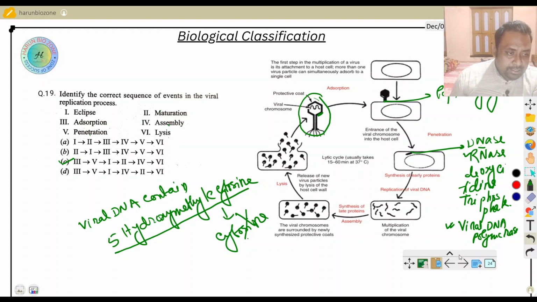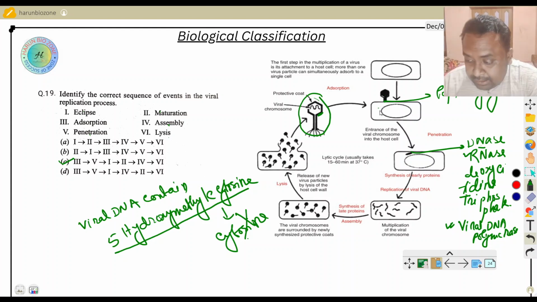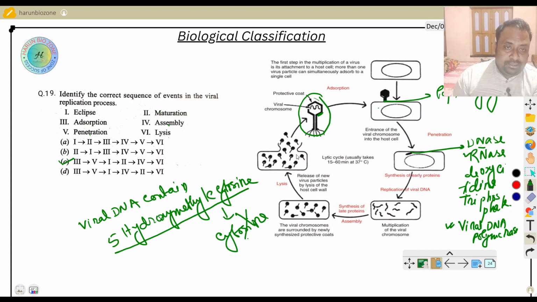Next, what is the meaning of eclipse? Eclipse means the entry of the virus: when the viral genetic material enters the bacterial cell, and maturation, causing infection and the appearance of new cells. This total stage is called the eclipse phase, when the viral DNA enters the bacterial cell and they produce a large number of cells.